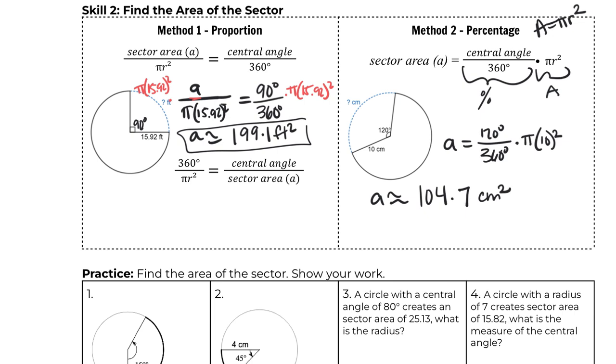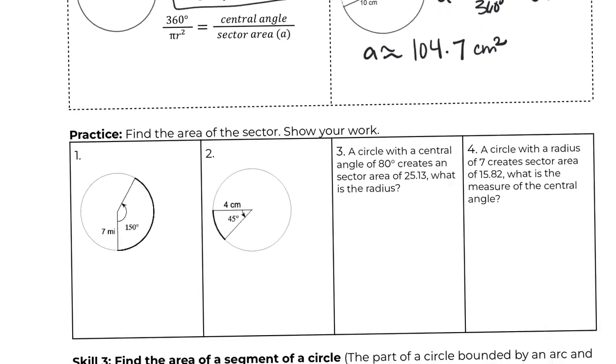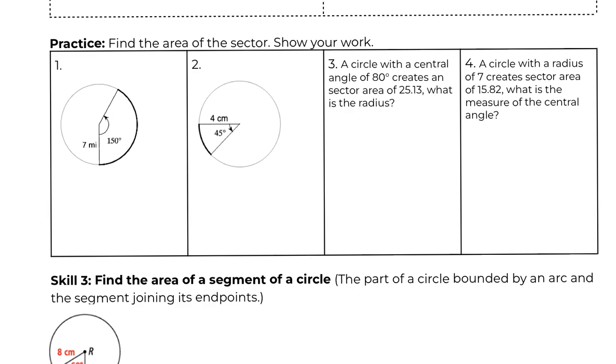So you can use either method. You can set up a proportion, compare part to whole, and then solve. Or you can use this percentage of the circle times the total area and then solve. So pause the video, go ahead and take a minute to try number 1 through 4 on your own, and then come back and check your work.